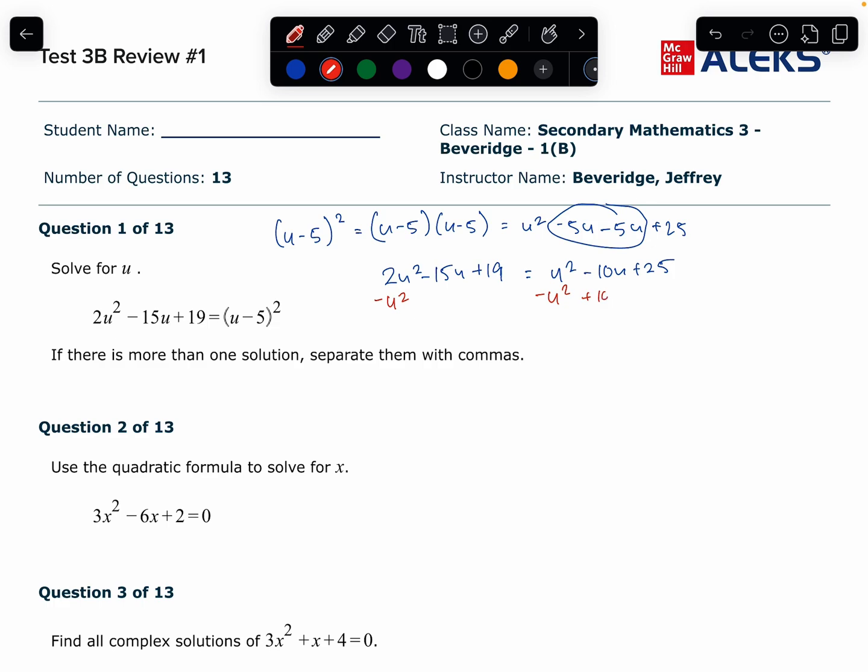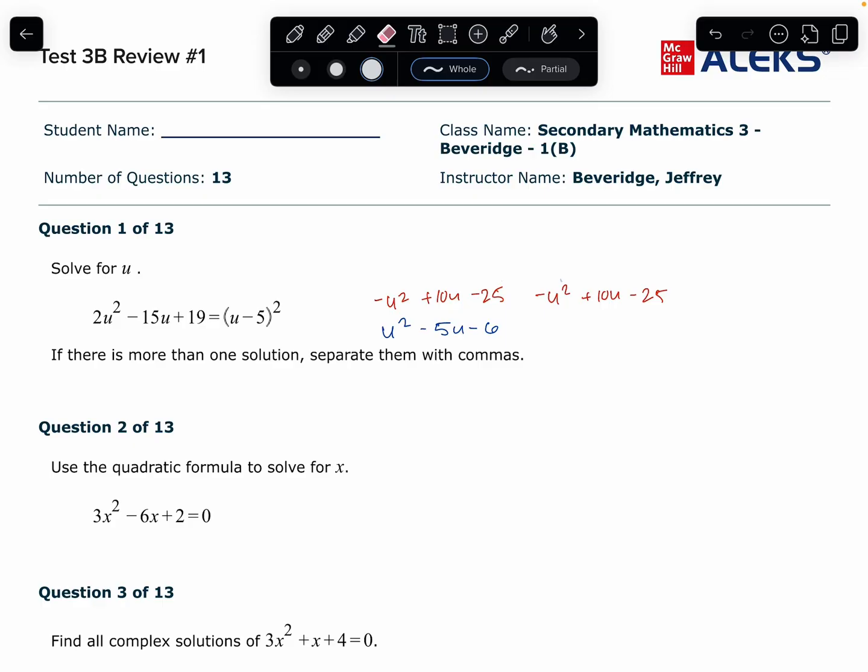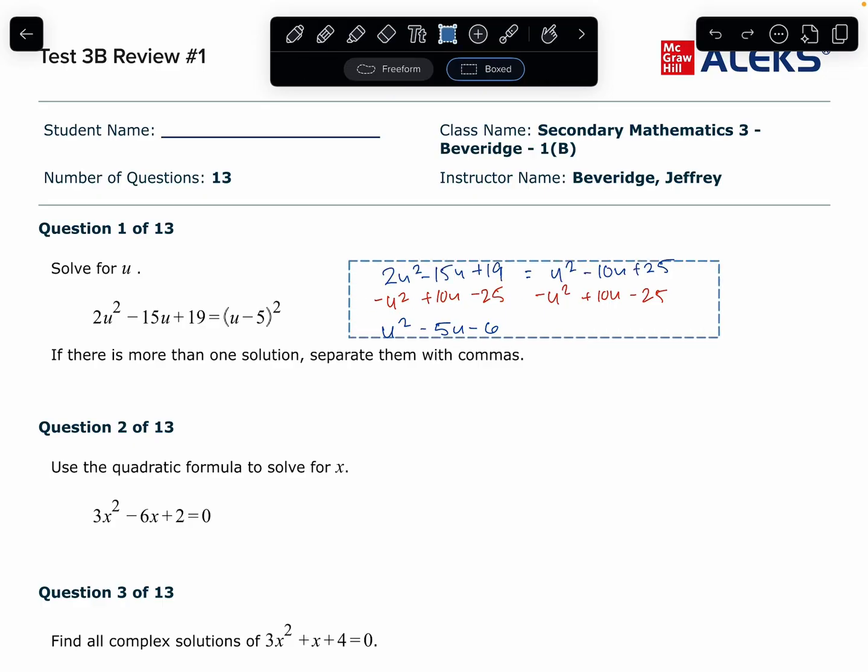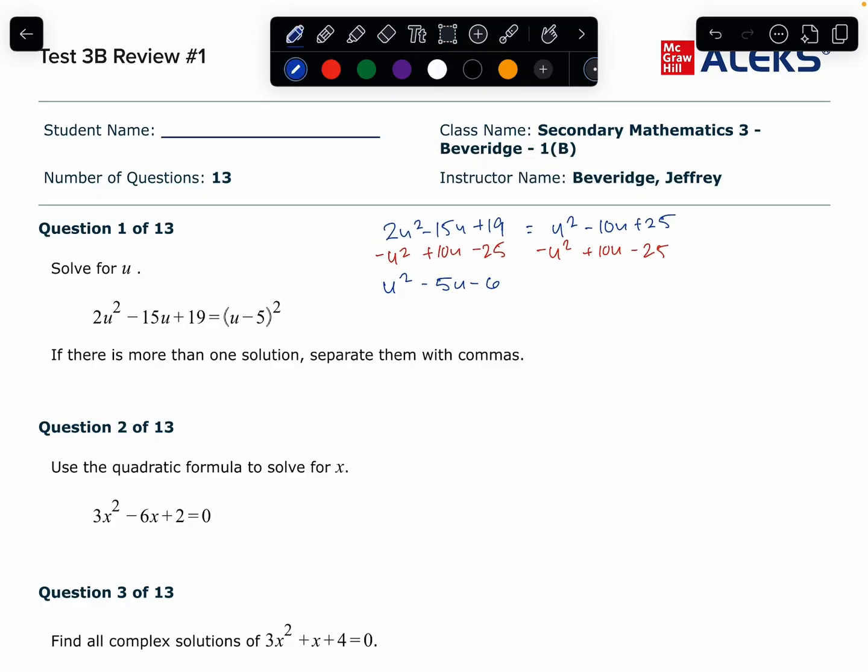I'm going to add 10u and add 10u over here, and subtract 25 and subtract 25 there. So I should be left with u squared minus 5u, and then 25, 19, that's going to be minus 6. Okay, I'm going to get me back some space up here. I'll just move it up. So now this is equal to 0 because we moved everything over here. We subtracted all terms over here and subtracted them over here, so over here is 0.